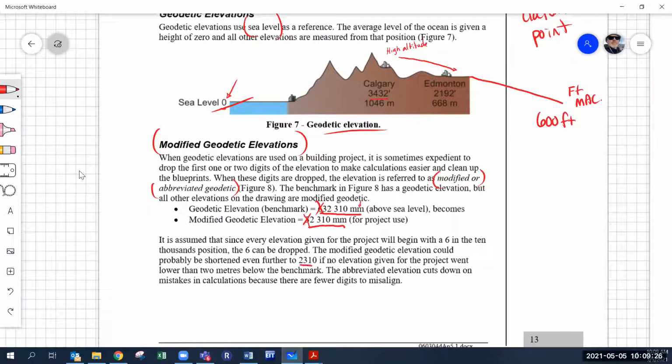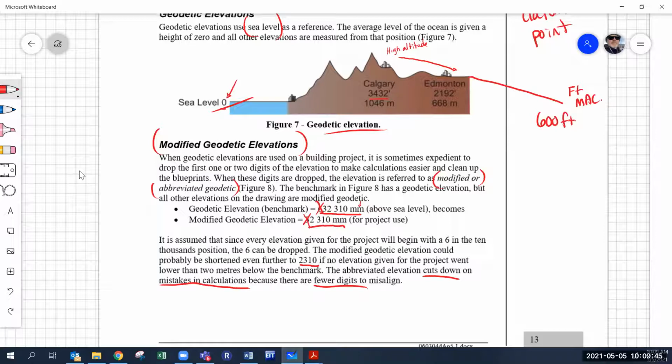Look at this down in here. So it's just modified. That's all it is. It's just taking off the extra big numbers. So it cuts down on mistakes in calculation because there's so few digits.